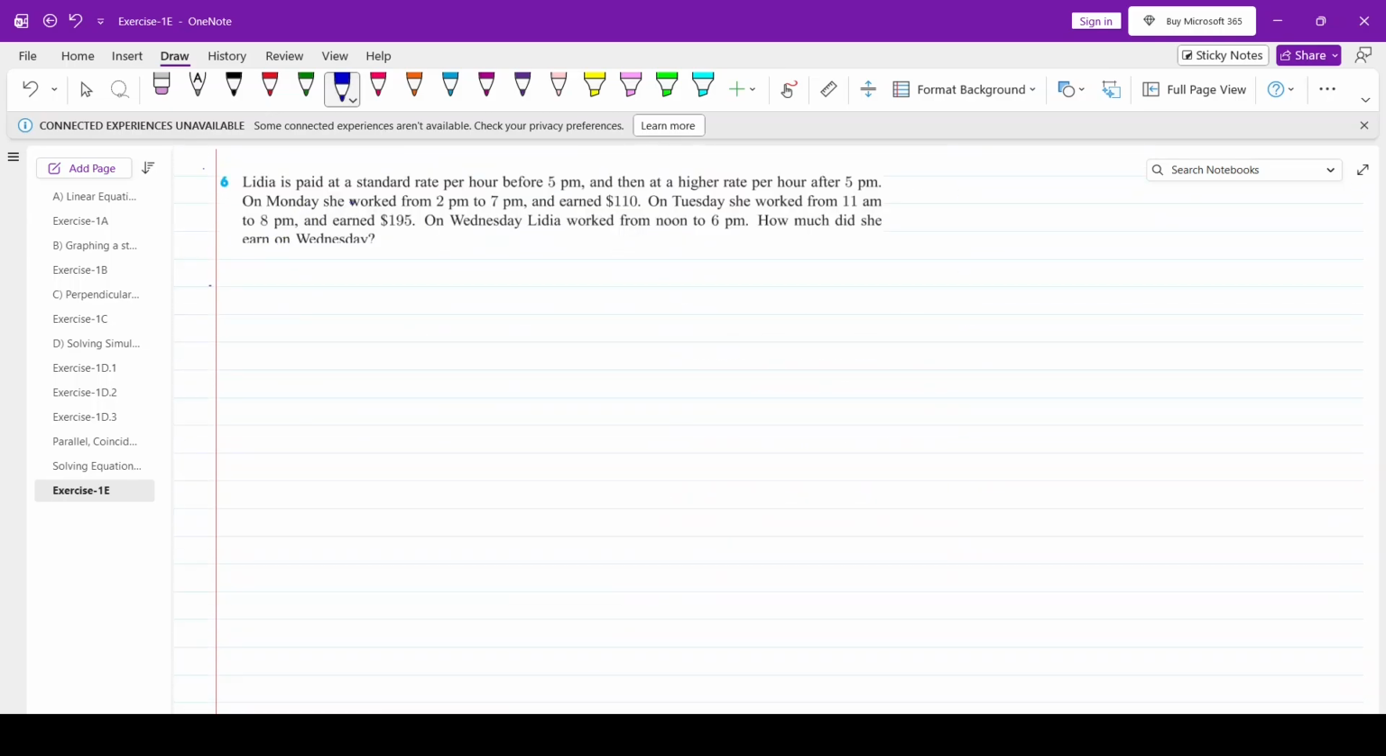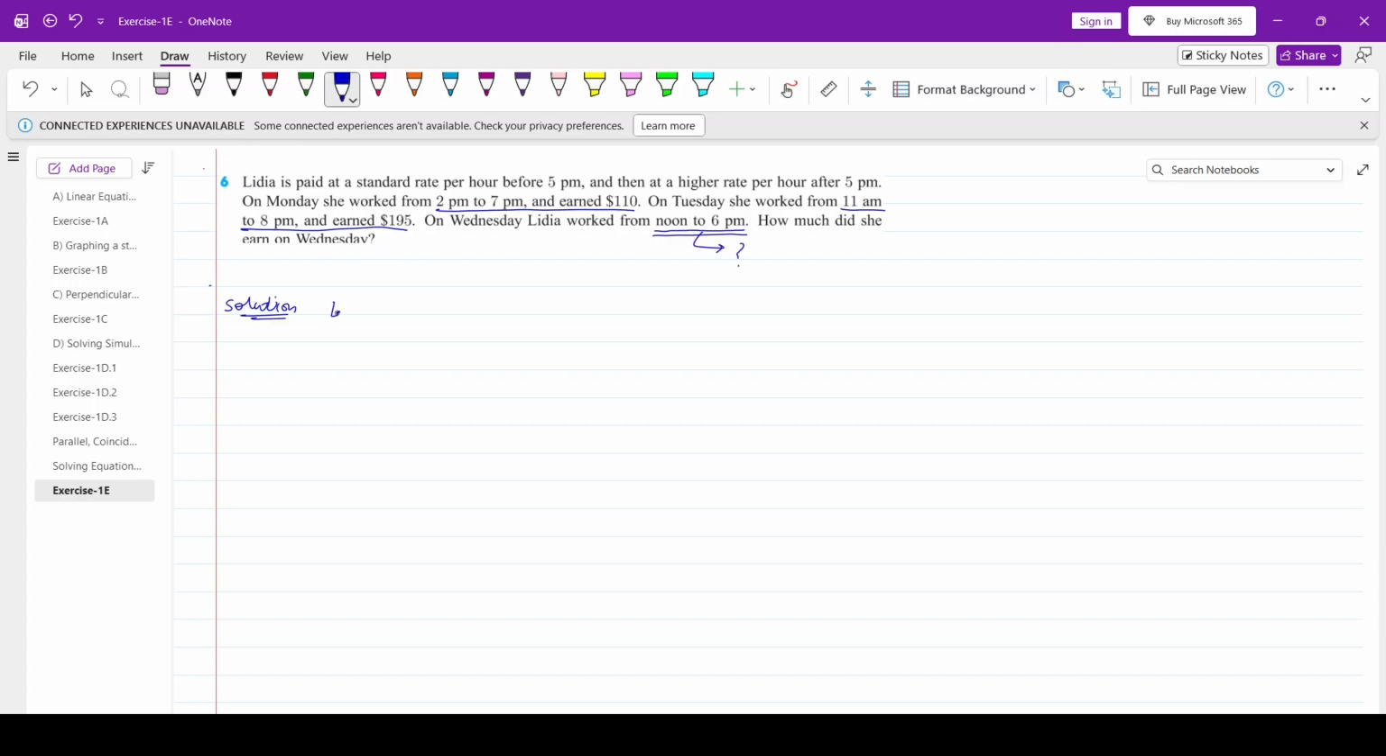Question says Lydia is paid at a standard rate per hour before 5 p.m. and then at a higher rate per hour after 5 p.m. On Monday, she worked from 2 p.m. to 7 p.m. and earned $110. So I'll underline this. On Tuesday, she worked from 11 a.m. to 8 p.m. and earned $195. On Wednesday, Lydia worked from noon to 6 p.m. How much did she earn on Wednesday?